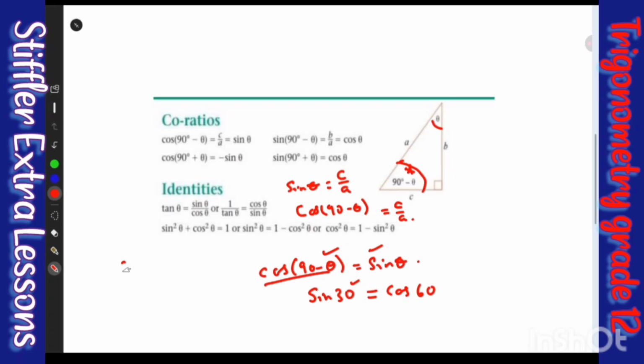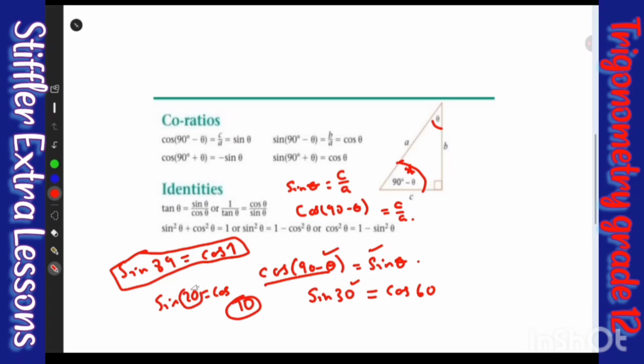Or if you have sine of 89, that will be equal to cos of 1. Why is that so? Because 89 and 1, if you add them together, we get 90. So these are called co-ratios. The sine of one angle and the cos of the other angle will be equal. So you can also guess that sine of 20 will be equal to cos of, yes, you guessed right, cos of 70. Why? Because 70 and 20 add together to give 90.